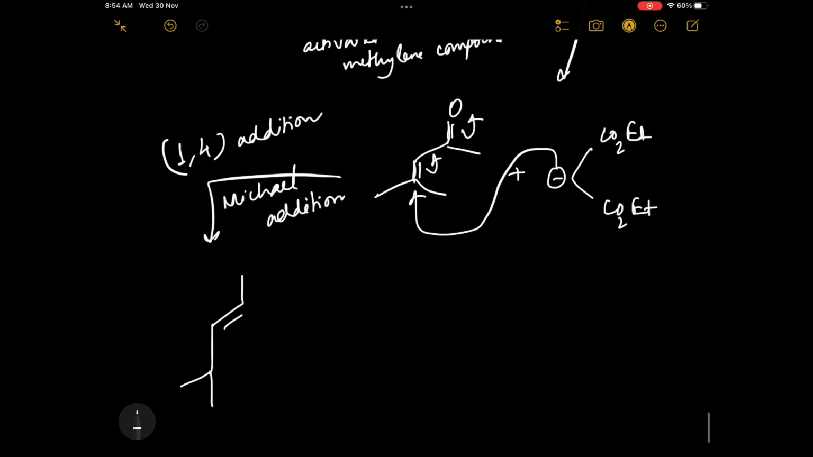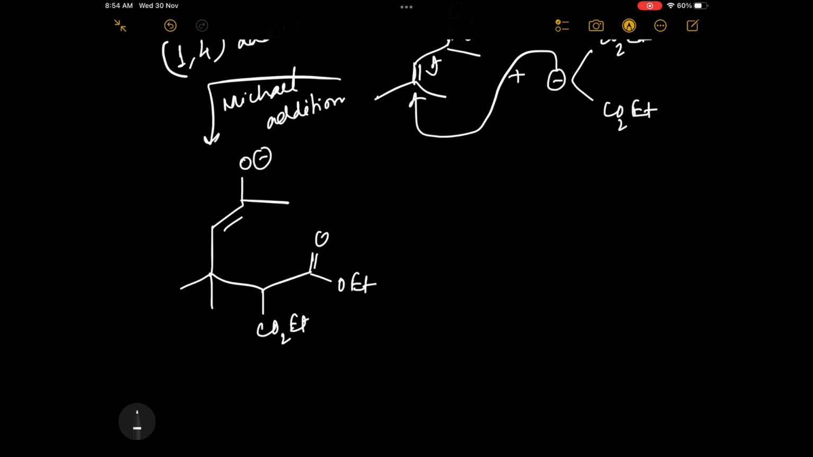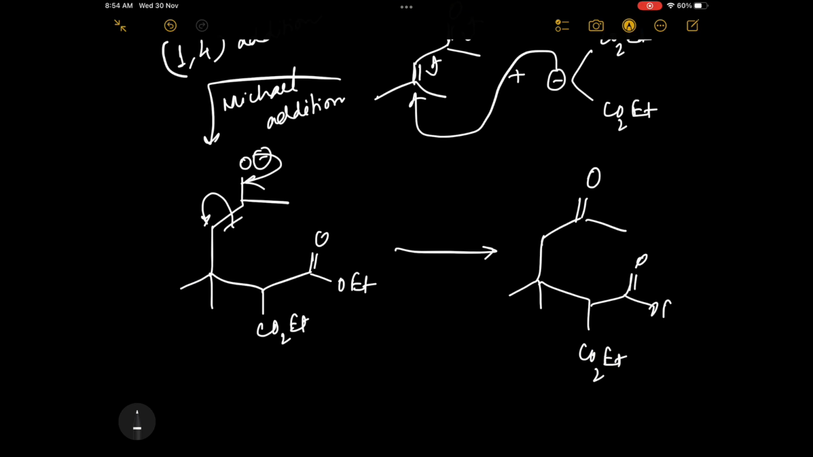After that, let us see what happens. What is the Michael addition product? We will first check it out. This is an enolate that has formed, and this enolate also rearranges due to the presence of EtOH, which can act as a proton donor, and hence keto-enol tautomerism happens, and we get the normal keto group.